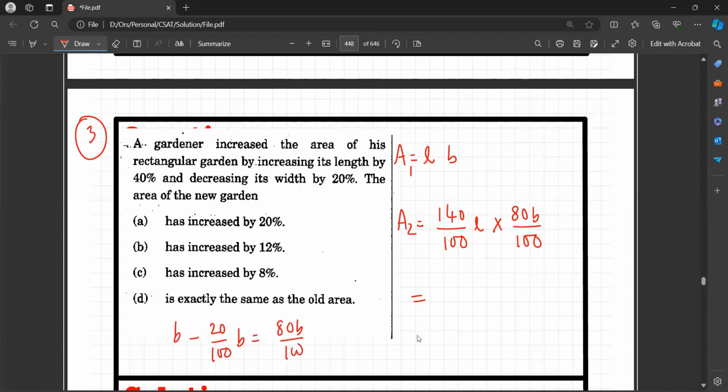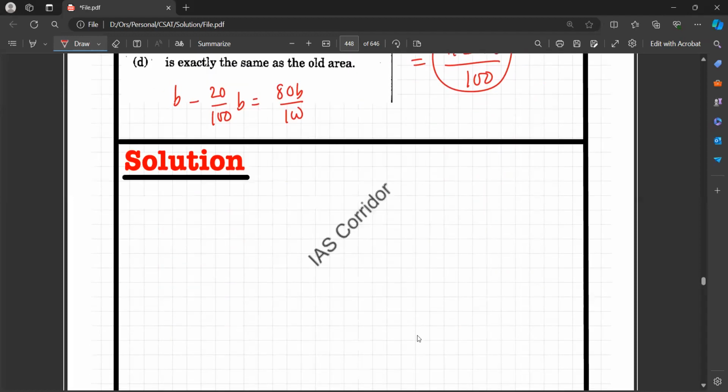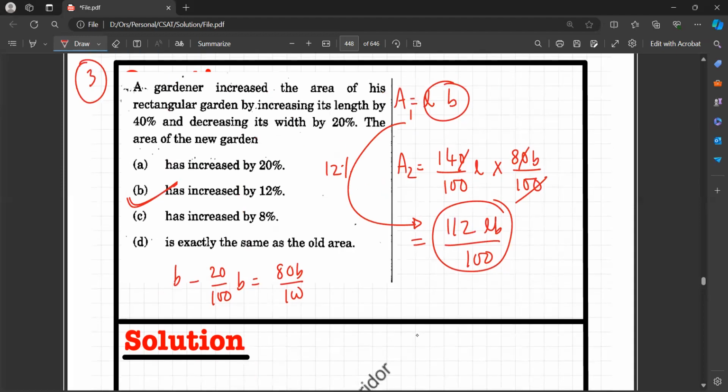Got it? Now once you multiply this, cancelling with 100, 14 into 8 will be 112 LB divided by 100. This was LB, this became 112 LB by 100. What is the increase percentage? 12%. Is it clear? So the area is increased by 12%. Because if you increase it by 12%, then only you will get LB plus 12 by 100 of LB. It is not necessary to do this much calculation. Got it? LB 112/100. So the increase percentage is 12%.